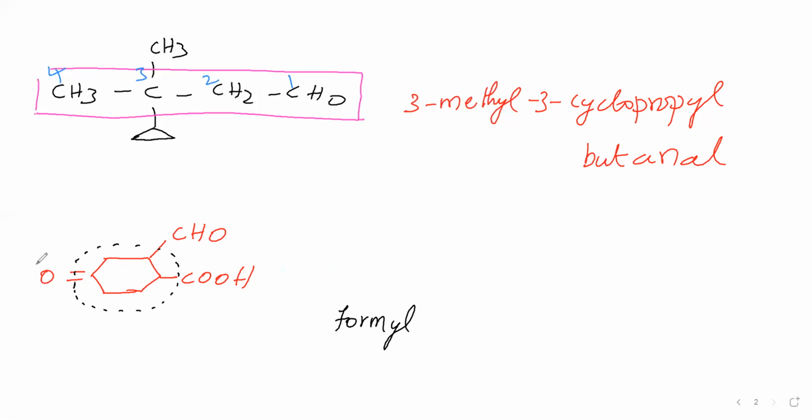Next, this ketone we will take. This carbon is included in the parent. Therefore, the oxygen name alone we can say as oxo, otherwise keto. It is the main functional group, so this name we have to say as the secondary suffix.